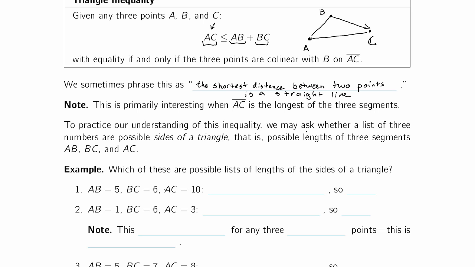So here, in this first example, our longest side is 10. So we want to check, is 10 less than or equal to the sum of the other 2 sides? The lengths of the other 2 sides are 5 and 6. So we want to know, is 10 less than or equal to 5 plus 6? Well, this is 11. So yeah, that's true. So yes, we could possibly have 3 points, A, B, and C, so that AB is 5, BC is 6, and AC is 10.